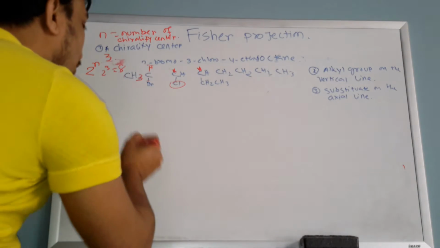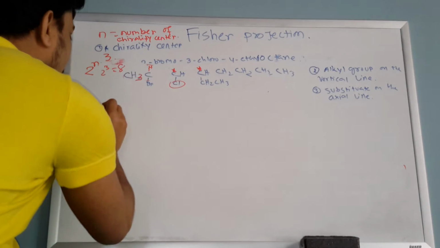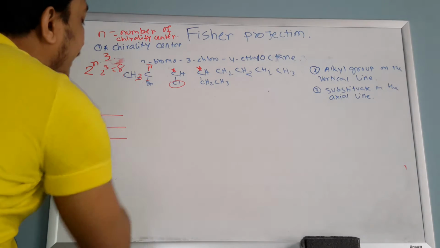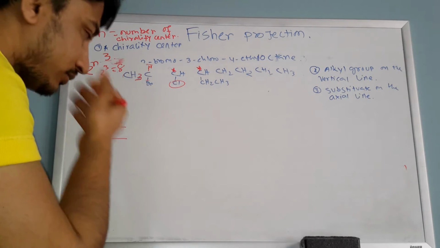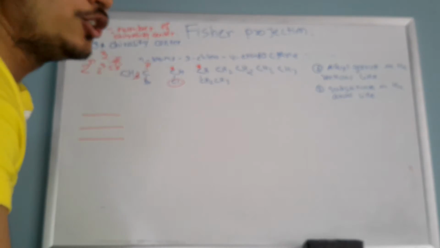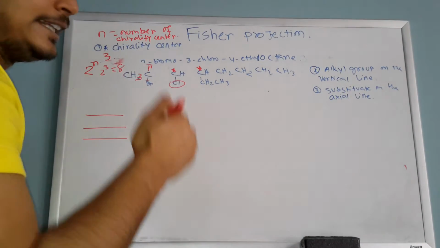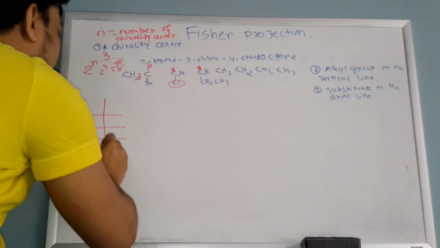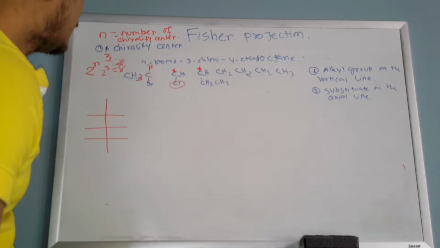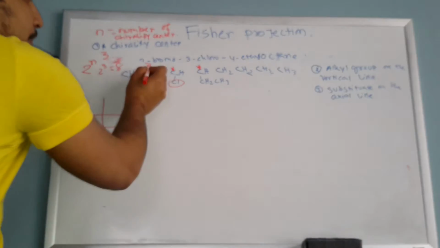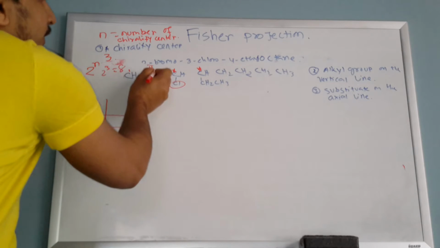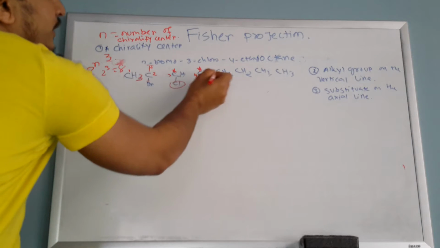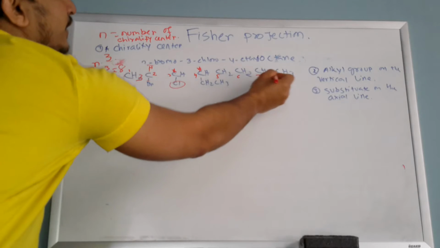Okay. So look right now, think about why I draw three horizontal lines: because there are 3 chirality centers. Then the vertical line. Let's talk about carbon numbers. This is carbon number 2, this is 1, this is 2, this is 3, this is 4, this is 5, 6, 7 and 8.